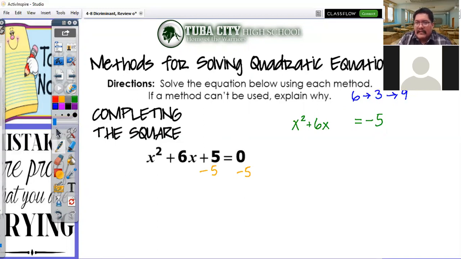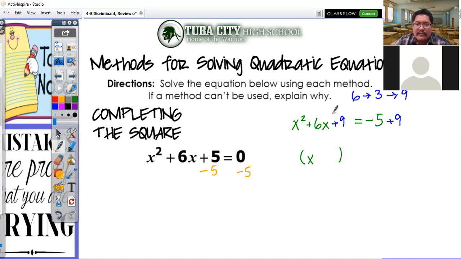Let me just write that down right here. Actually, I'm not sure, that might not show up. All right, well, anyway, just take it, half it, square it. So in this case, we get 9. So what I need to do is I need to put 9 in here and 9 over here. There you go. Now I have a perfect square trinomial, so that when I do factor this, right?